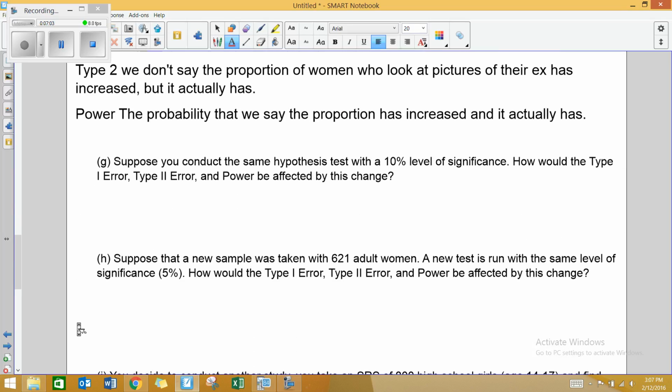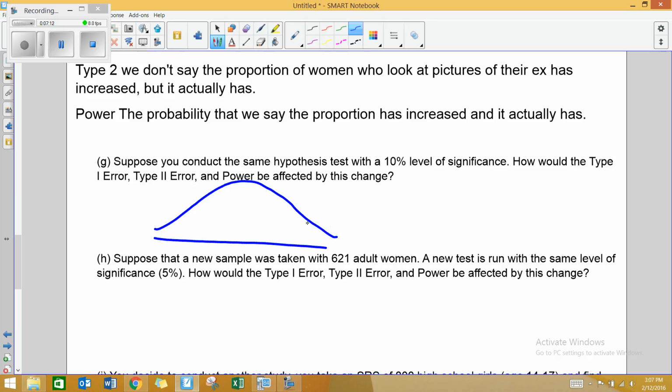That's what power is. Okay, so if I run this hypothesis test with a 10% significance level, so alpha is getting bigger. So imagine again that rejection region was at 5%. Well, I'm going to bump it up a little bit. And so now I want that rejection region to be 10%. So alpha went up. Alpha is type 1 error. That's what it is. And so if alpha goes up, then type 1 goes with it. Okay, if type 1 goes up, then type 2 goes down.